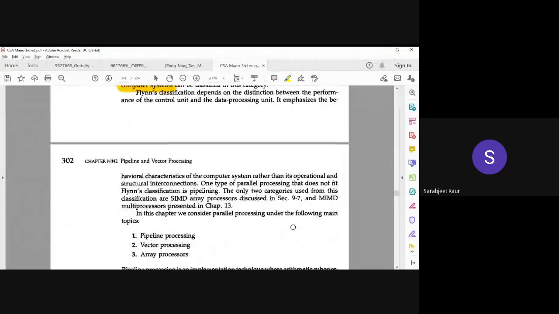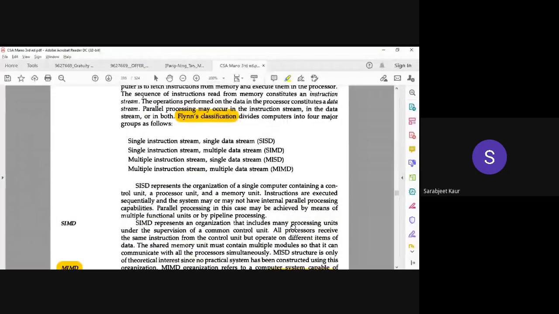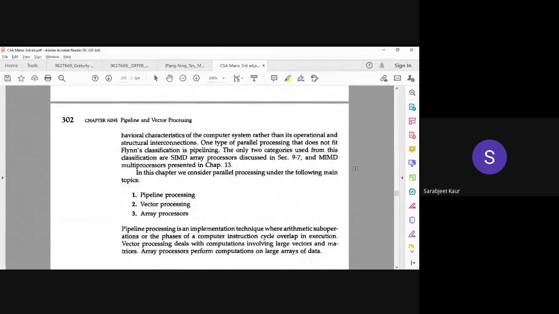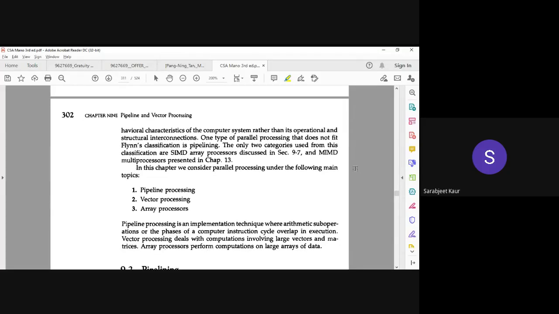Then the fourth category in this line is MISD. MISD means multiple instructions and single data, that is, multiple control units and a single ALU. Please note, this kind of system is theoretically not possible. What would be the use of having multiple instructions but only a single ALU? The instructions would not be able to complete.